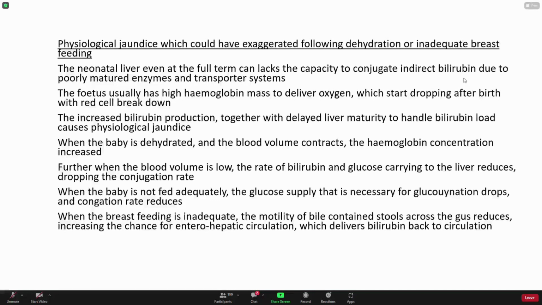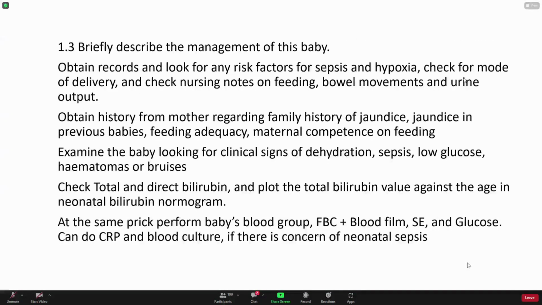And glucose, right? Those are the important investigations you may have to write, and you can add CRP and blood culture if there is concern of neonatal sepsis.